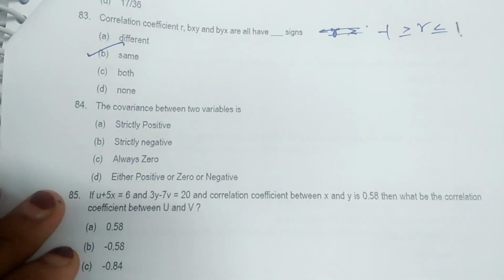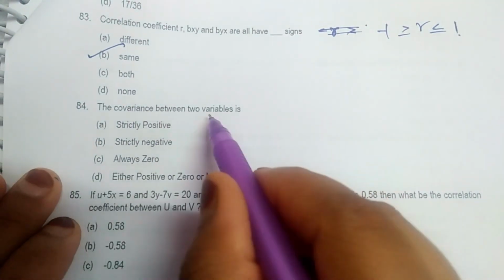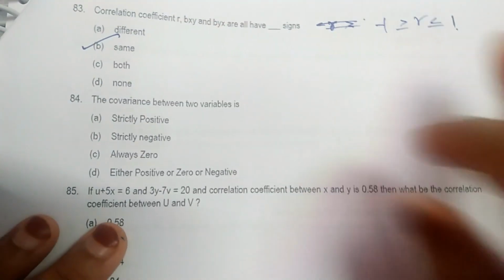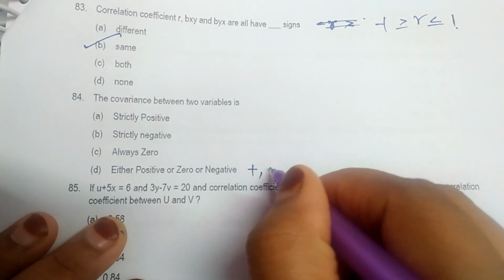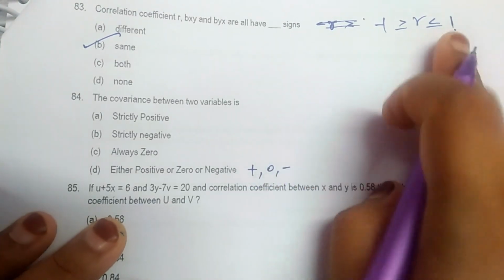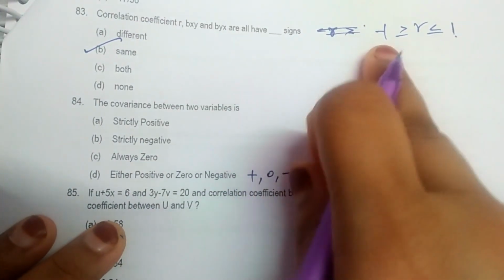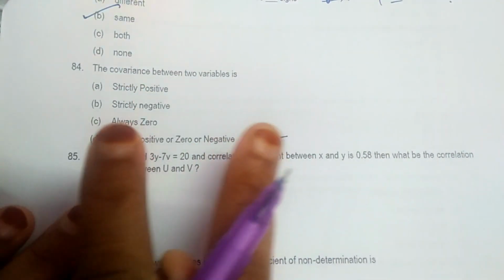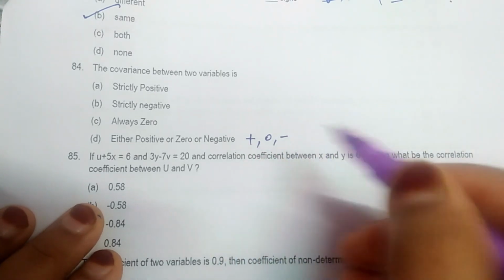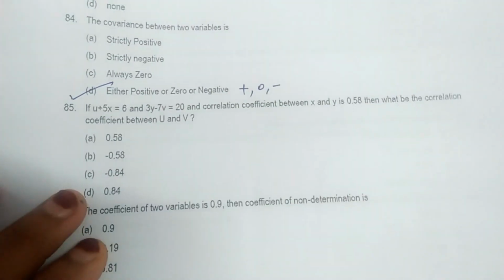Next, the covariance between two variables, as we have seen here, it can be positive, negative or 0. As in here we have seen it can be -1, it can be 0 or something. The same thing, the covariance between two variables will be positive, negative and 0. D is the answer.